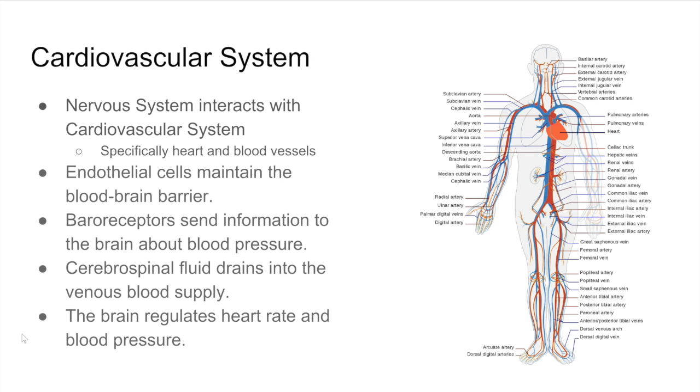The baroreceptors send information to the brain about blood pressure, and baroreceptors are basically what responds to changes in blood pressure. Cerebrospinal fluid drains into the venous blood supply, and cerebrospinal fluid is a clear body fluid found in the brain and spinal cord. The brain regulates heart rate and blood pressure.